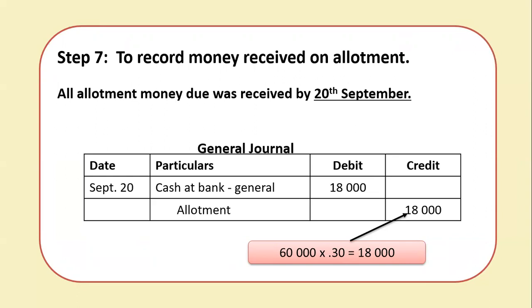So in this way, the allotment account will be closed because when the allotment was due, it was debit allotment and credit uncalled. But in this entry, the allotment is credited. So a debit and a credit of the same amount will just cancel off and will close off the account. So there will be no balance of allotment at the end of the accounting period.